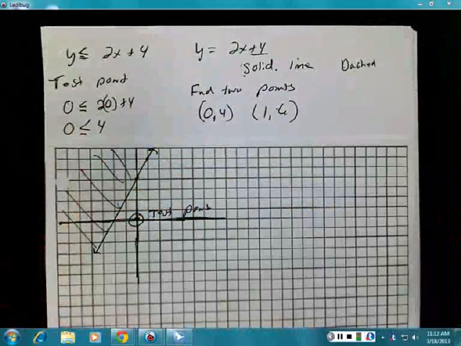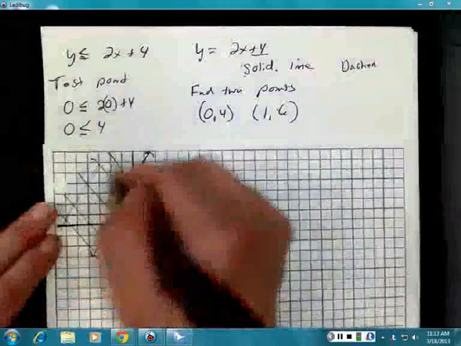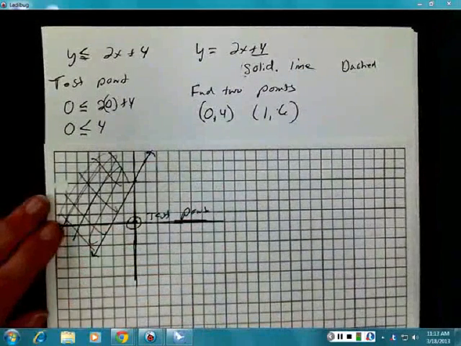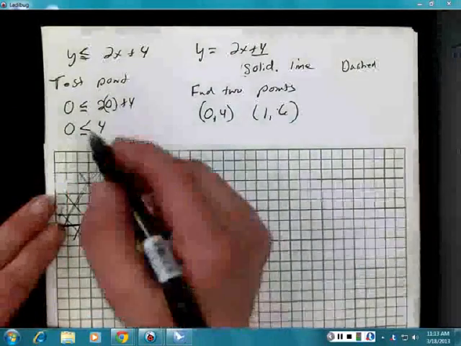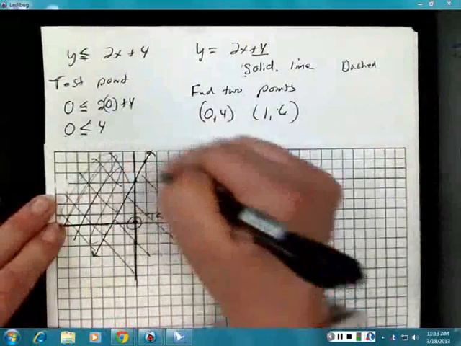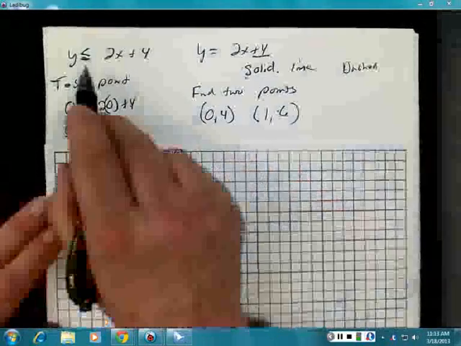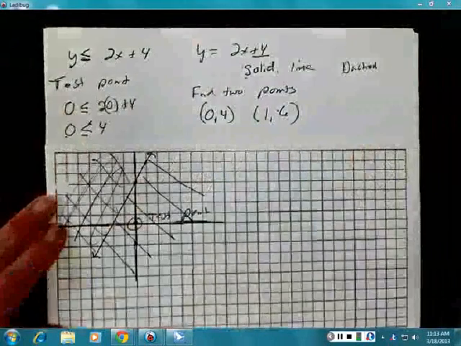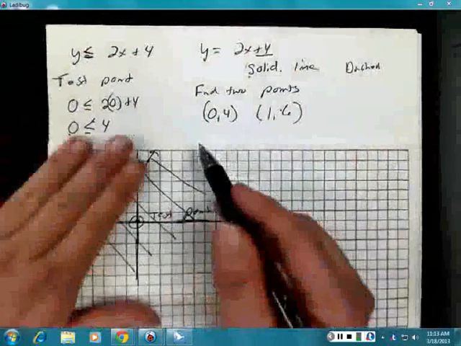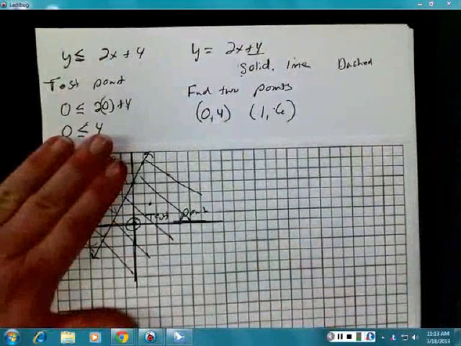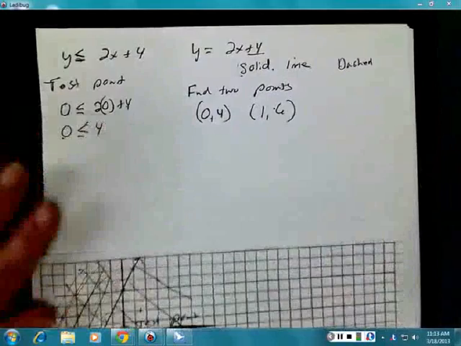And if my statement comes out to be true, I shaded the wrong side here, sorry about that. If my test point comes out to be true, then 0 is less than 4. I want to shade where 0, 0 is at. So I had the wrong side shaded because I should have shaded below the line because it was a less than. I wasn't paying close enough attention to that. So this side wasn't shaded. This side is where it does get shaded at for that one.